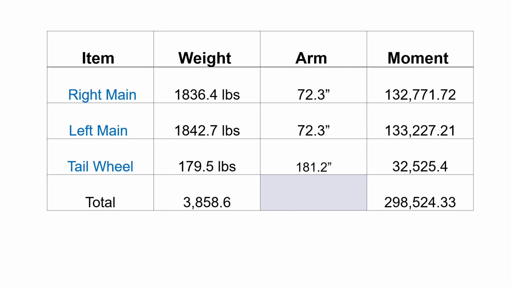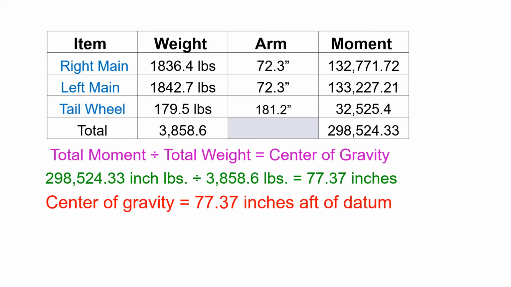Once each of the individual moments have been determined, we add them together to get a total moment for the aircraft. We then find the sum of the weight of each item to determine the total weight of the aircraft. And now we divide our total moment by our total weight to get a center of gravity for this aircraft of 77.37 inches aft of the datum.